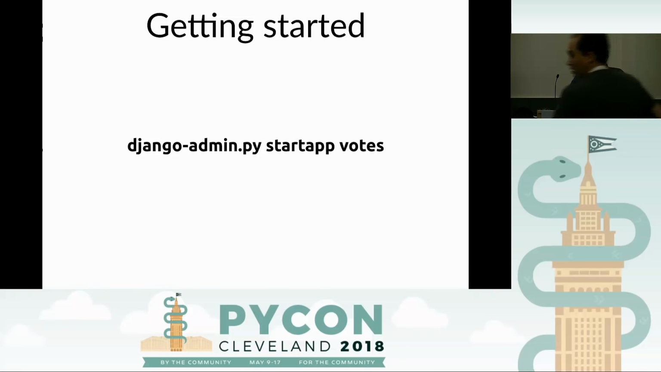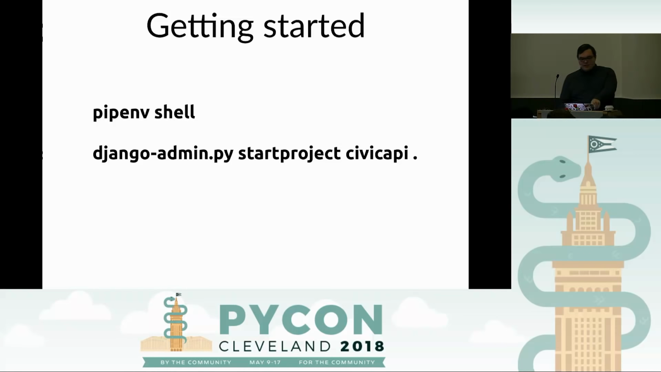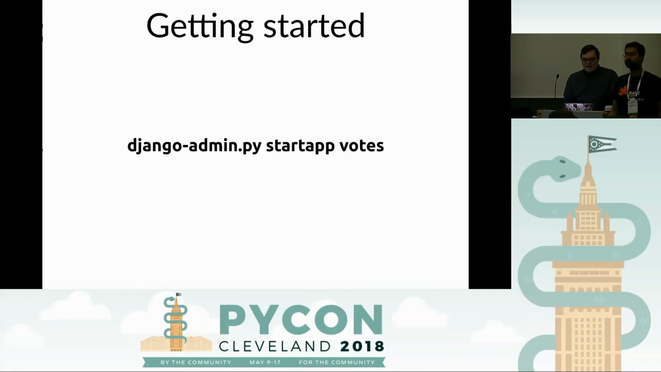We're going to start a votes app. Yeah, so both of these commands, this django-admin.py startproject civic_api dot, and then the django-admin.py startapp votes should both be run in the same place. And you should have a manage.py file in there.